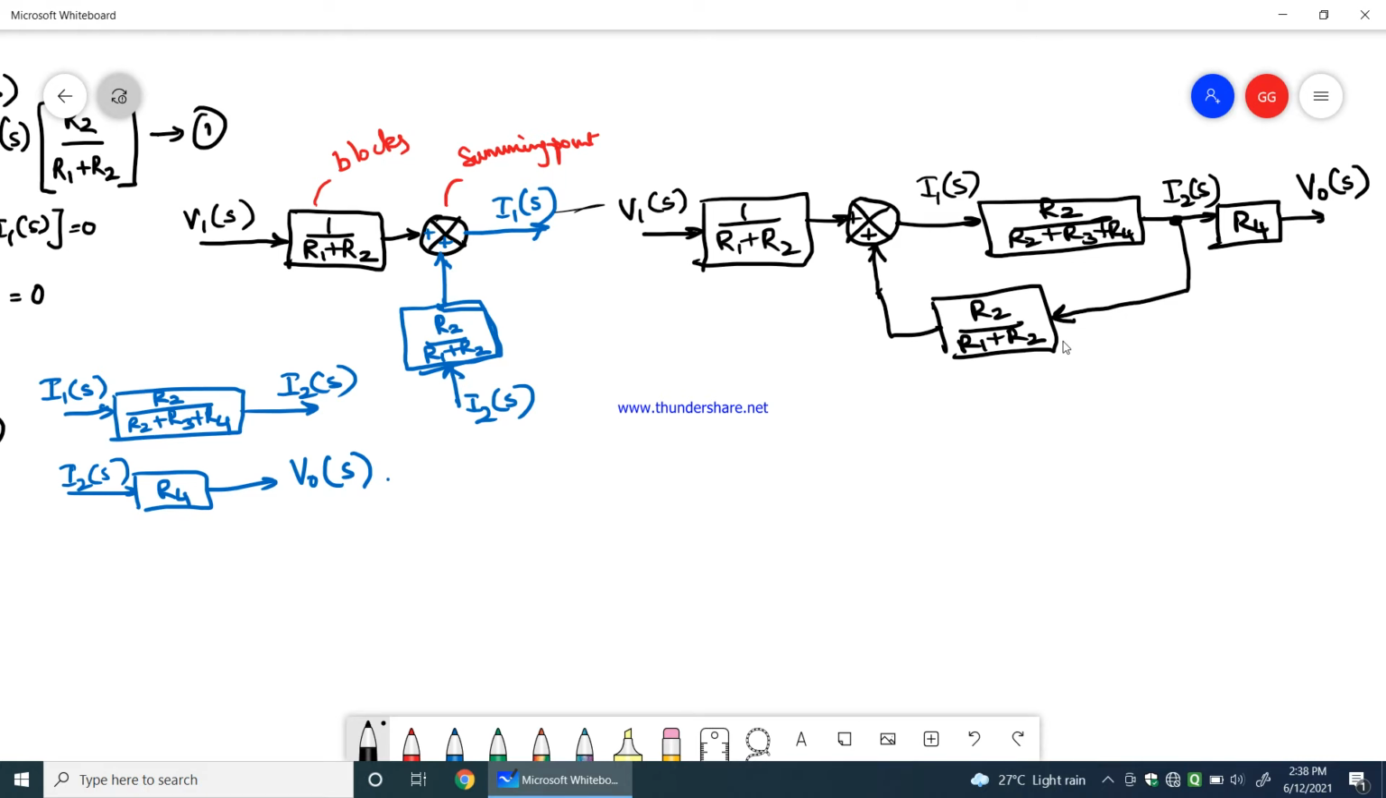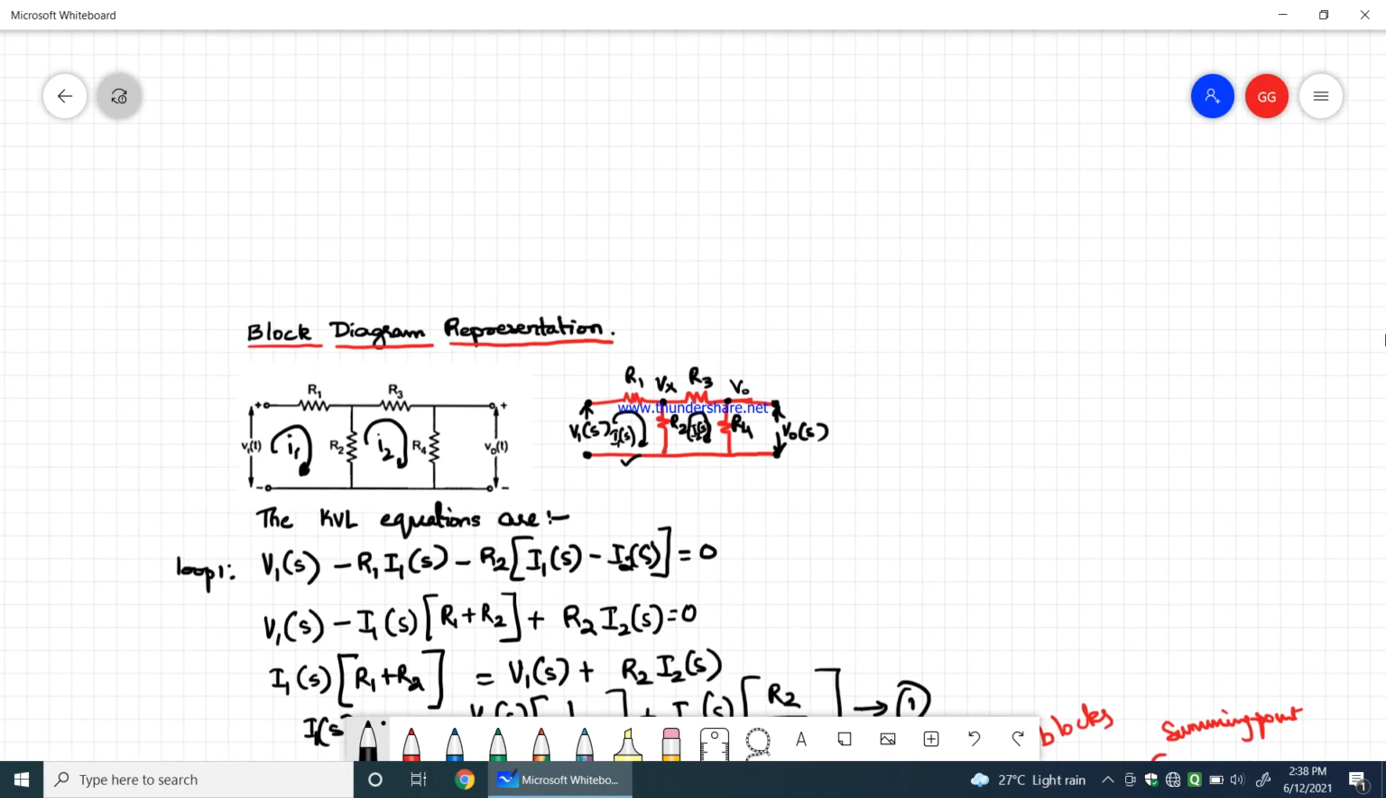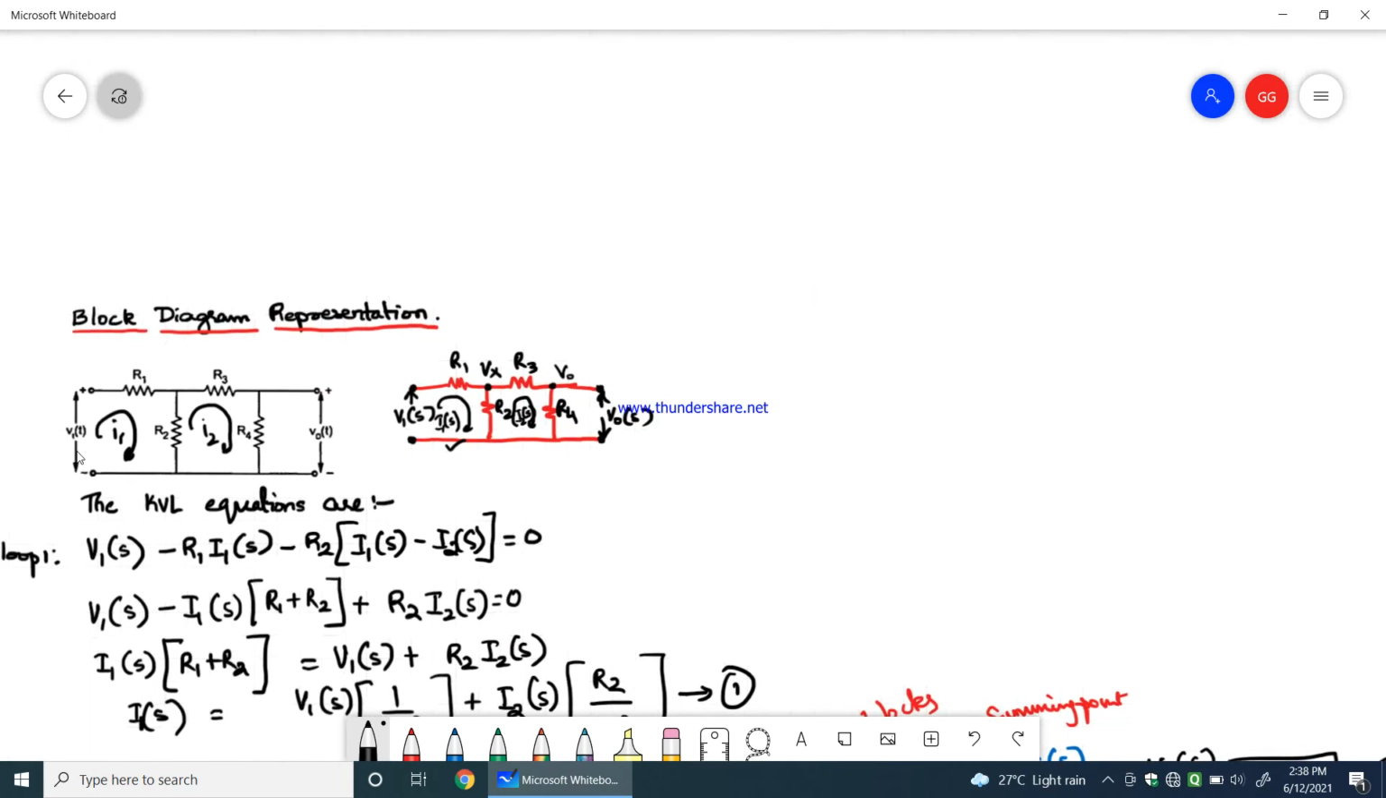Now the same network can also give rise to another block diagram. We'll see that now. So this is the network. I'll just copy the network.